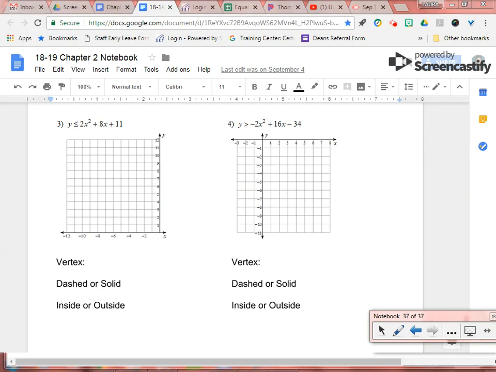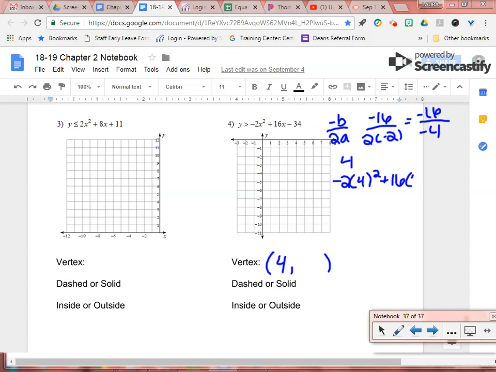Okay, looking at our last one here. Same thing, finding your vertex first. Negative b over 2a is negative 16 divided by 2 times negative 2. So that's going to be negative 16 over negative 4, which is 4. So that's the first part of your vertex. Then plugging that back in, negative 2 times 4 squared, 16 times 4 minus 34. So that's negative 2 times 16, so negative 32, plus 64 minus 34, which is going to give you a negative 2. So over 4 and down 2.